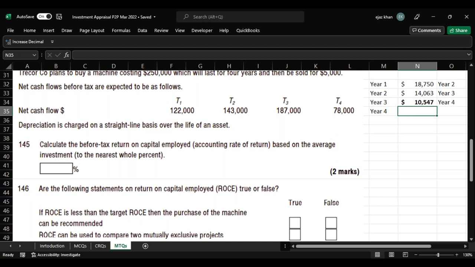Then comes year four. Now this will be calculated in this way: 250,000 into 75% raised to the power 3, minus the scrap value, which is 5,000. That will be the balancing allowance figure. And after the balancing allowance figure, we have to multiply it by the 30% tax rate. And that's something related to year 4, but will be received in year 5.